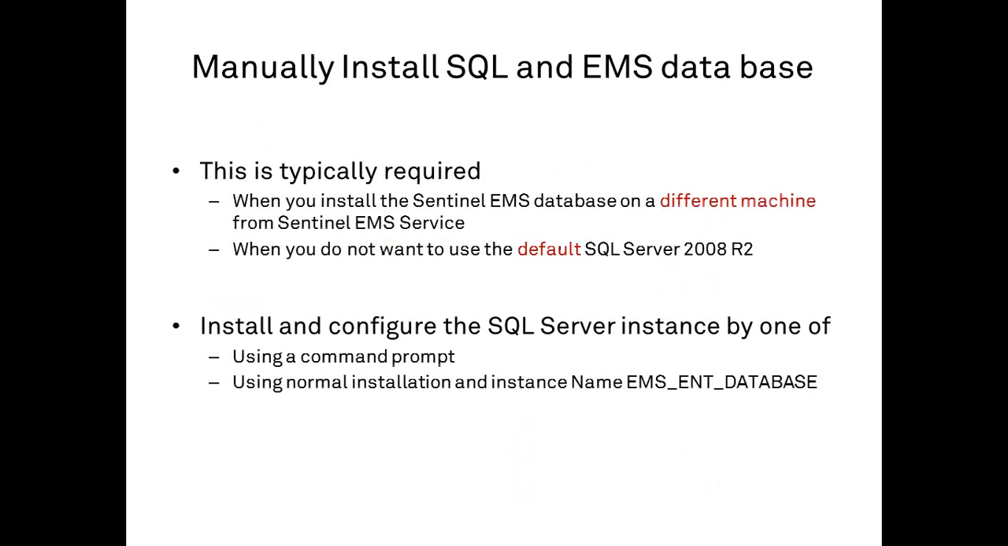As we said, in order to have another SQL server, not the default one, you have to first install SQL and the EMS database. It is sometimes required if you want to use a different SQL Server, not the default one, but it can be required also if you want to install the Sentinel EMS database on another machine, not on the very same machine where the EMS is installed. There is a list of steps on how to do it. I'm not providing it here. There is a document on how to do it. But there are two optional ways to create the EMS database, either by using a command prompt or using a normal installation of SQL using the instance name EMS Enterprise Database. All the details can be found in the documentation.